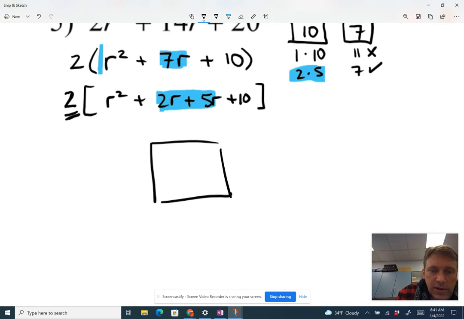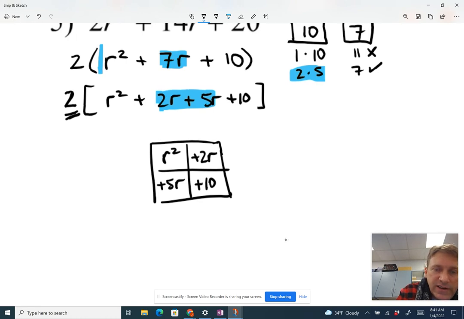So I'm going to write this then as r squared plus 2r plus 5r plus 10. And then what we do is we factor the greatest common factor for each row and each column. So r squared plus 2r, they have an r in common. 5r and 10 have a 5 in common. For r squared and 5r, they have also an r in common. And then for 2r and 10, they have a 2 in common. And so before we move forward, I'd like to double check to make sure that they multiply out.